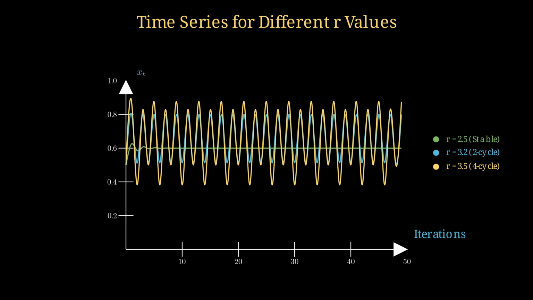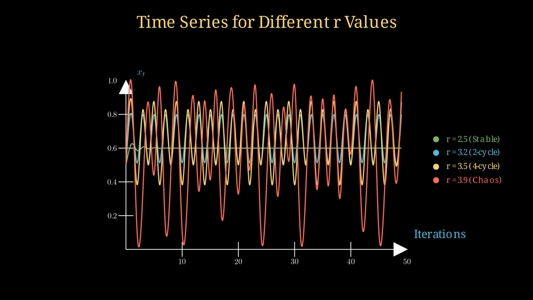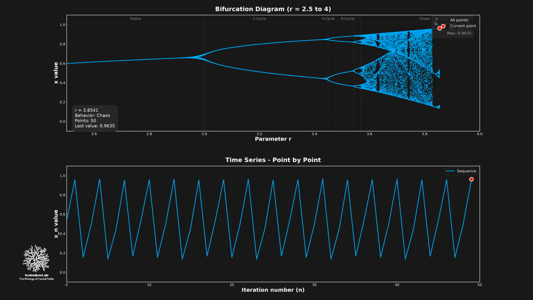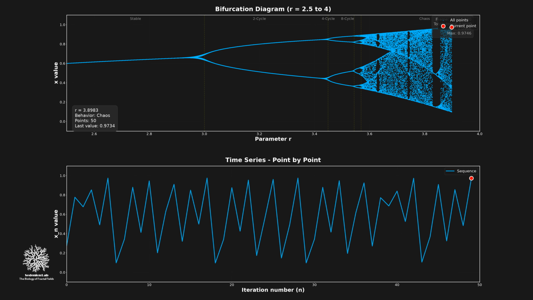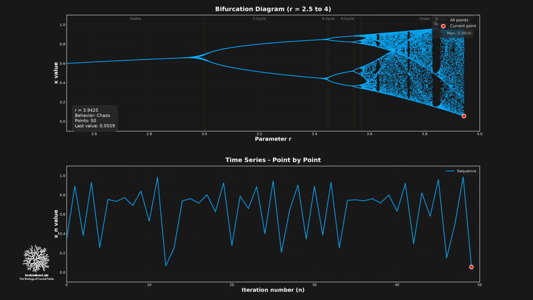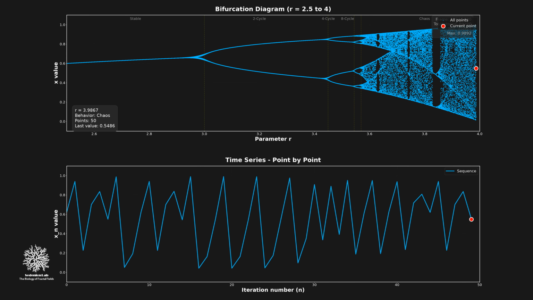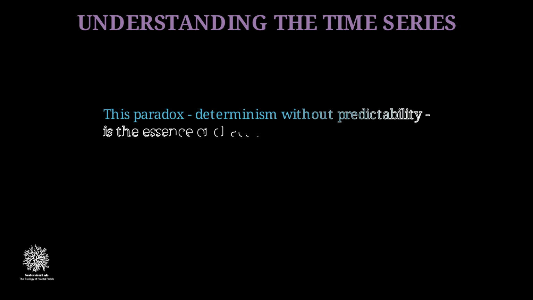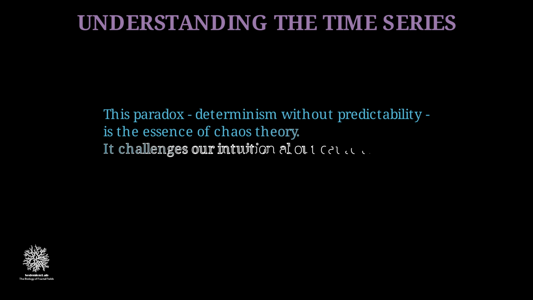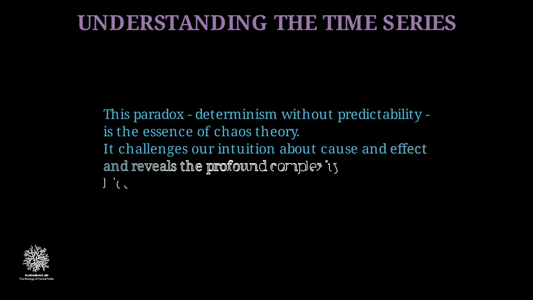But remember, this is not randomness. Every point is precisely determined by the equation. If you know the starting value, you can compute every future value exactly. This paradox, determinism without predictability, is the essence of chaos theory. It challenges our intuition about cause and effect and reveals the profound complexity hidden within simple rules.